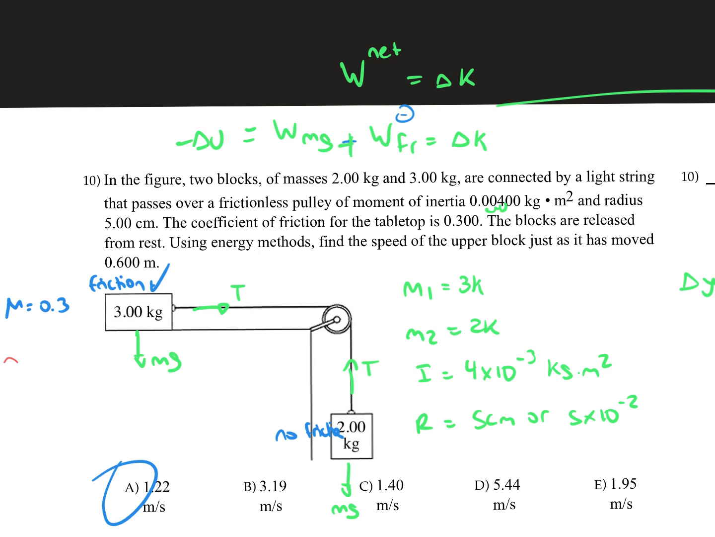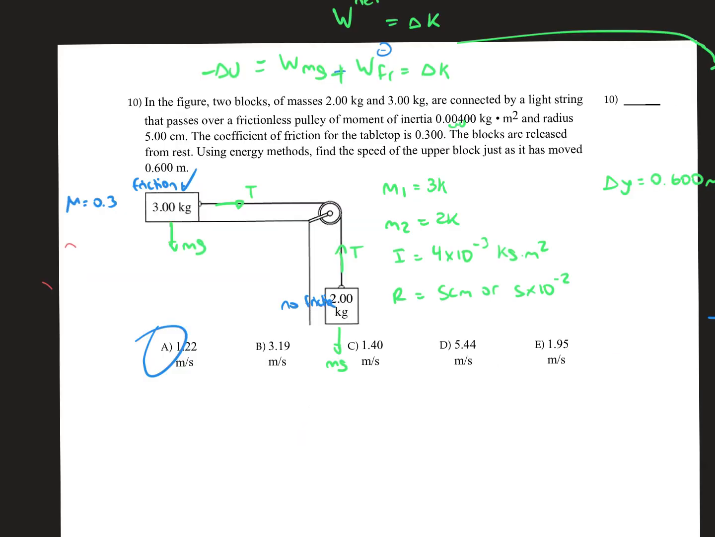Now, using energy methods, we will try to find the speed of the upper block just as it has moved 0.6 meters. So first, write down the values: mass 1, 3 kilos, mass 2, 2 kilos. Moment of inertia can be rewritten as 4 times 10 to the negative 3 kilograms per meter squared. And radius, it could be 5 times 10 to the negative 2 meters.